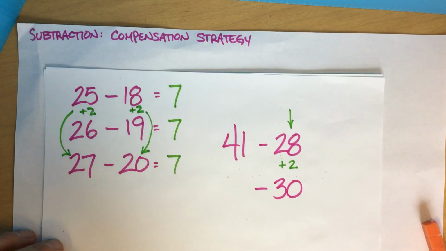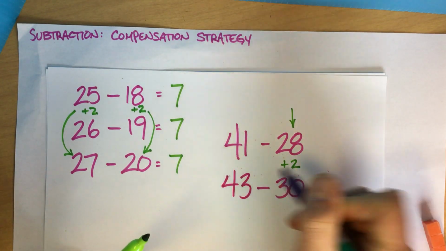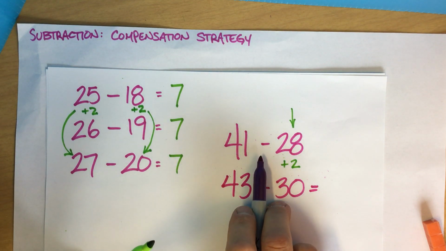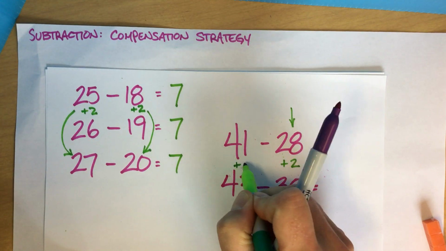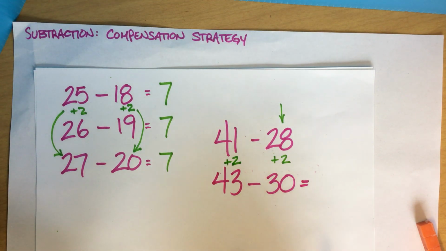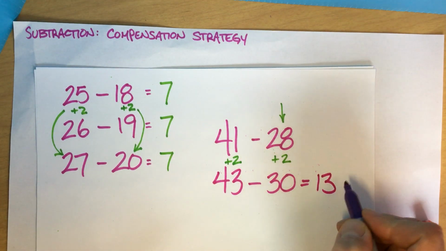So what's 2 more than 41? 43. Now most students would agree that this problem here is much easier than this problem here. Simply by adding 2 to both of those numbers, you end up with a much easier problem. The answer, of course, is 13, and some students would arrive at it by using an adding on strategy where they could add 10 and then add 3 more to 30. Or some students would be able to just use their number sense and see the answer.